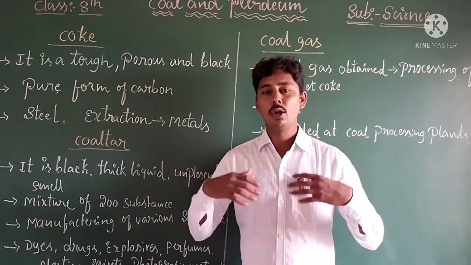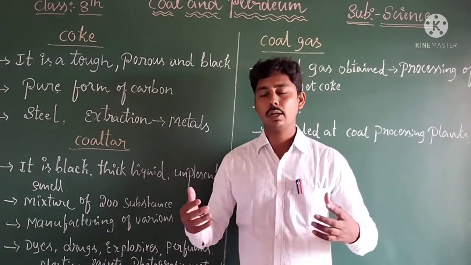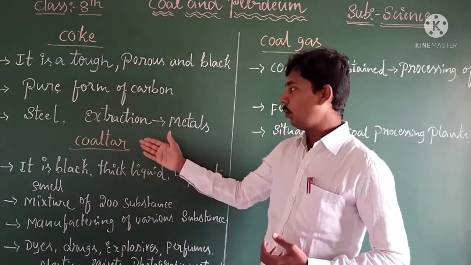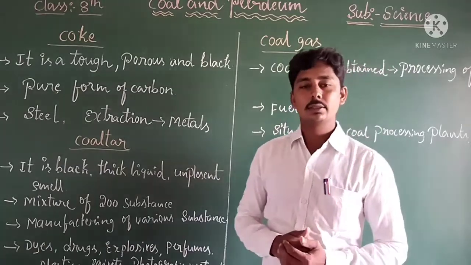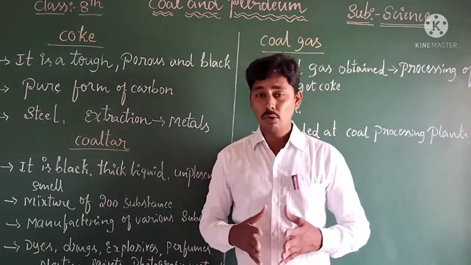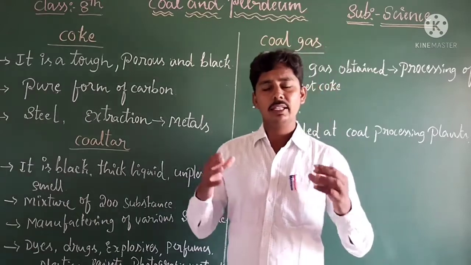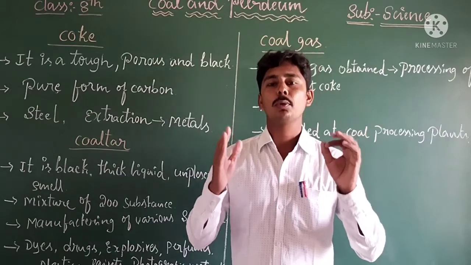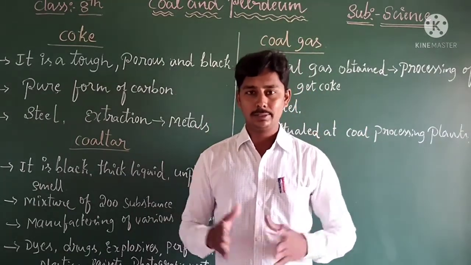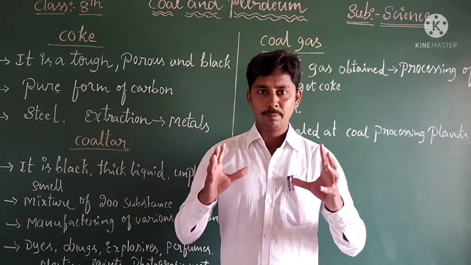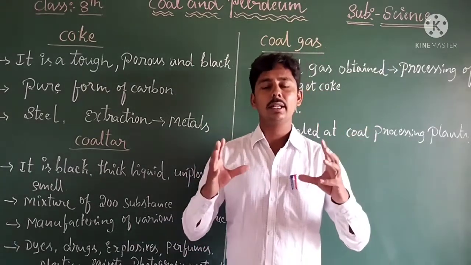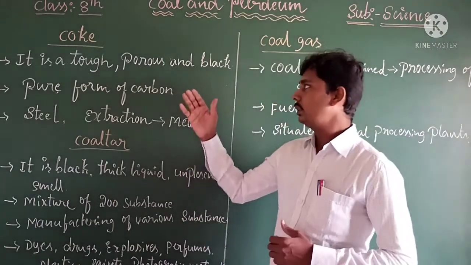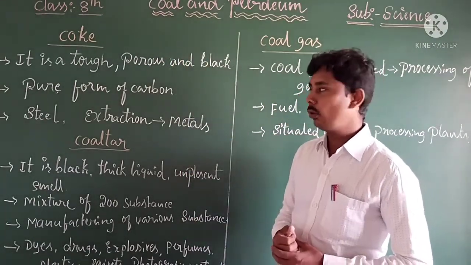Today we are going to learn about coal and the products of coal. Different useful products come from coal, that is coal tar and coal gases. Last class we learned that when we burn coal, it produces mainly carbon dioxide; most of the carbon dioxide is released from coal.